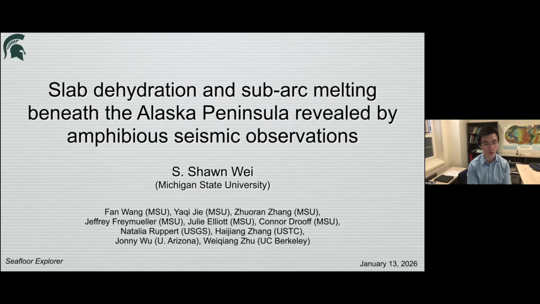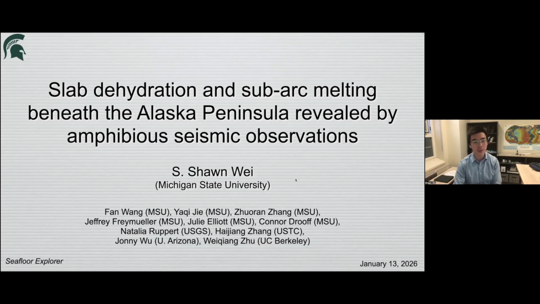First of all, I want to acknowledge a lot of co-authors. As you see here, the first three are my students or former students, and also my colleagues at MSU, mainly geodesists, and also my colleagues at the USGS, the University of Science and Technology in China, the University of Arizona and UC Berkeley.